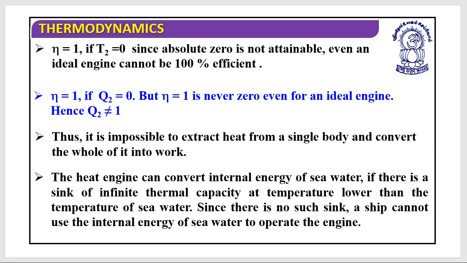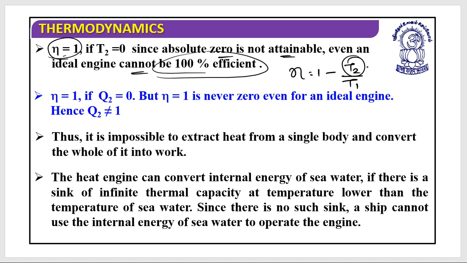So if I want efficiency equal to 1, from the relation efficiency equals 1 minus T2 by T1, it is possible only if T2 equals 0. Since absolute zero is not attainable, even an ideal engine cannot have 100% efficiency.